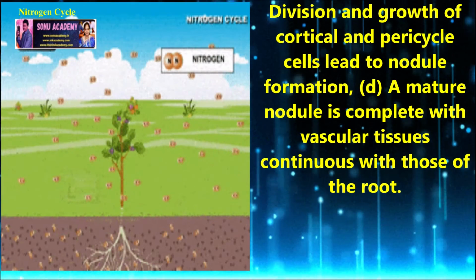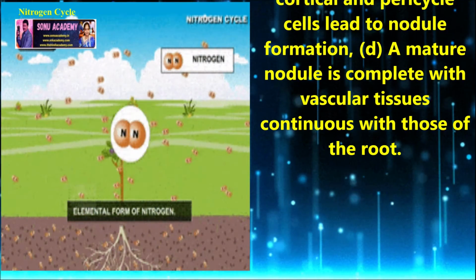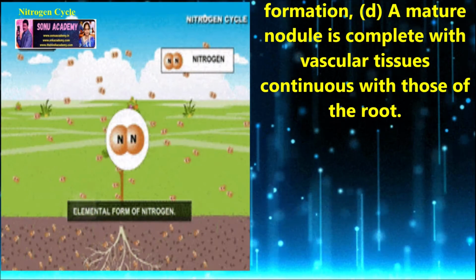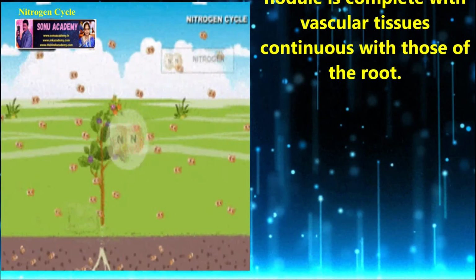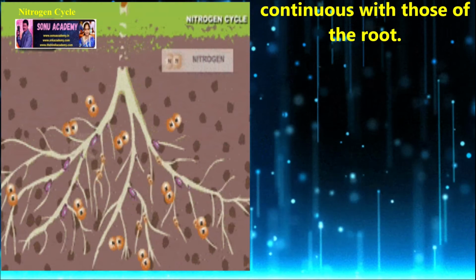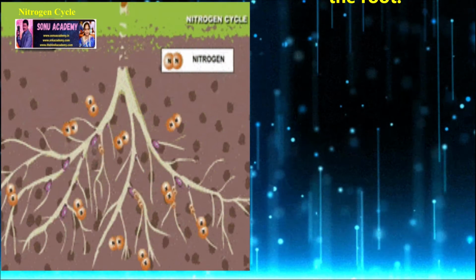Division and growth of cortical and pericycle cells lead to nodule formation. In picture D, you can see a mature nodule complete with vascular tissues continuous with those of the root.